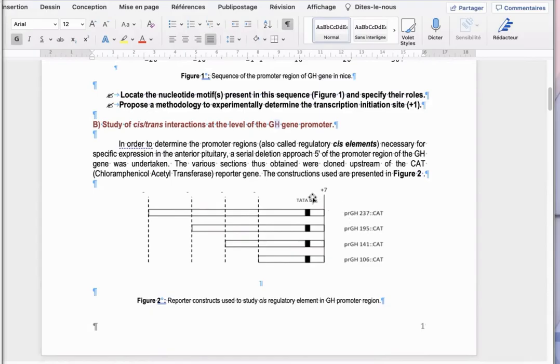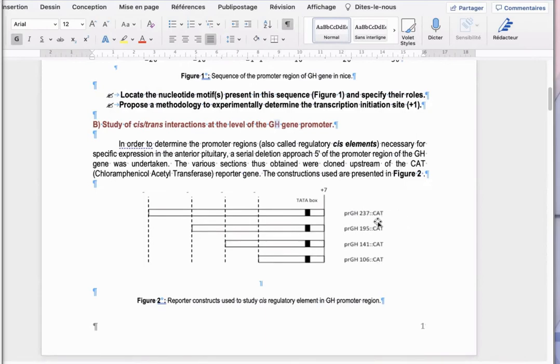So here we've got this drawing, this schematic that shows you the different constructs that have been made. In the previous example, we used the position 220 for the end of the fragment. Here they used position +7. The little black box corresponds to the theta box, and you see they cut the promoter of the GH gene little by little from the 5' part, going closer and closer to the theta box.